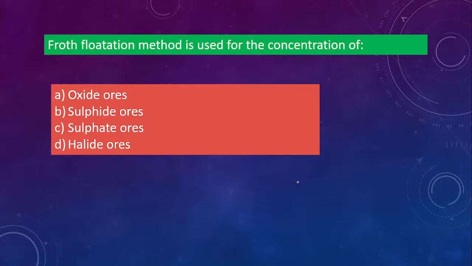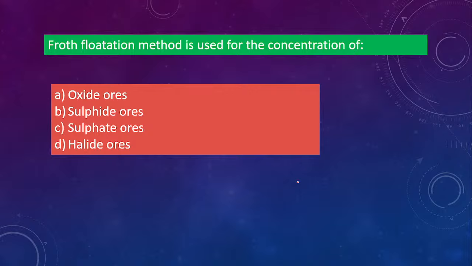Okay, next one. Froth flotation method is used for the concentration of. Okay, is it oxide ore? Is it sulfide ores? If it is sulfate ores or is it halide ores? Okay, so here you have to say froth flotation method कहाँ पे use होता है? Whether it is concentration of oxide ore, sulfide ore, sulfate ore, or halide ore.